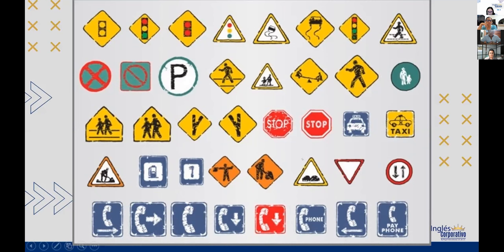This one is for the bumps, I guess. When there's an area where there are bumps. And this other triangle? I don't know. No idea. And this one is double lane, right? Like double via. Exactly, double lane. So that means that you can go both ways, right?